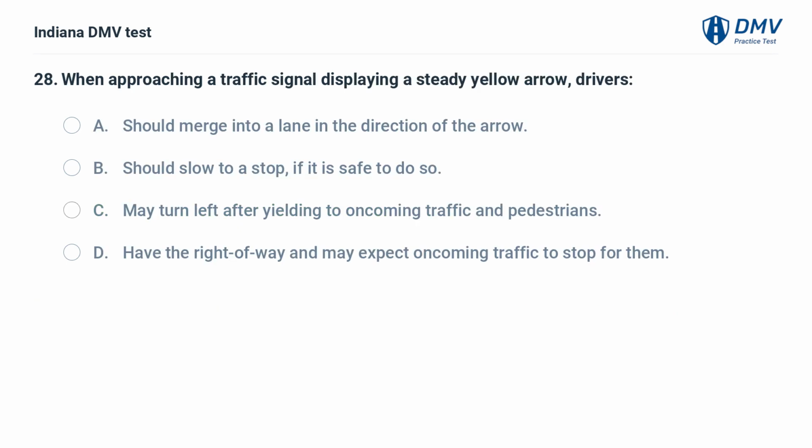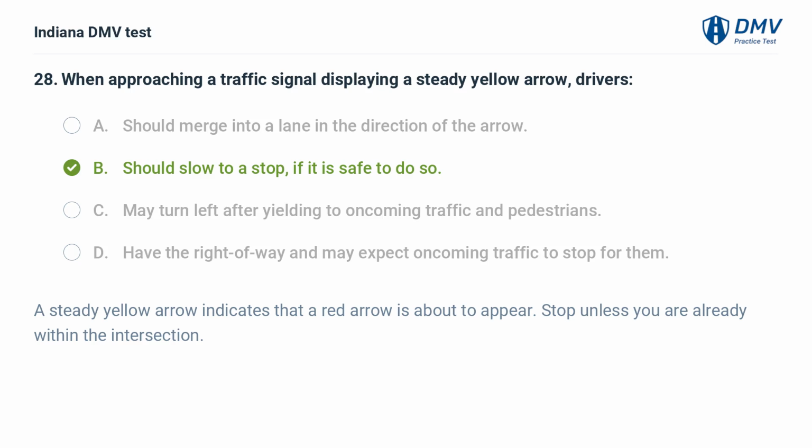When approaching a traffic signal displaying a steady yellow arrow, drivers A. Should merge into a lane in the direction of the arrow. B. Should slow to a stop, if it is safe to do so. C. May turn left after yielding to oncoming traffic and pedestrians. D. Have the right of way and may expect oncoming traffic to stop for them. B. Should slow to a stop, if it is safe to do so.